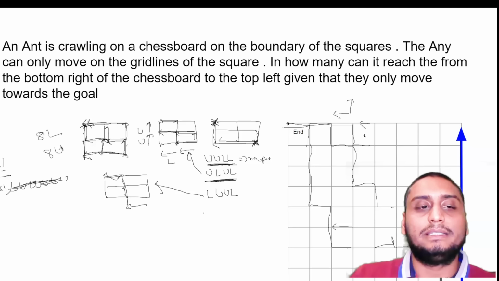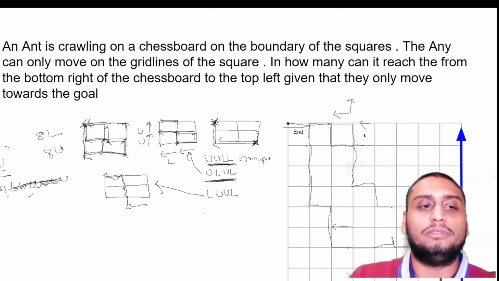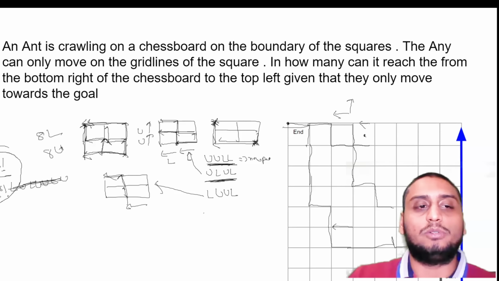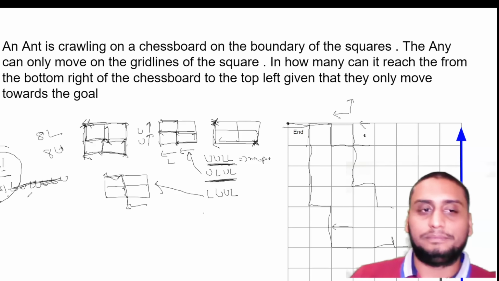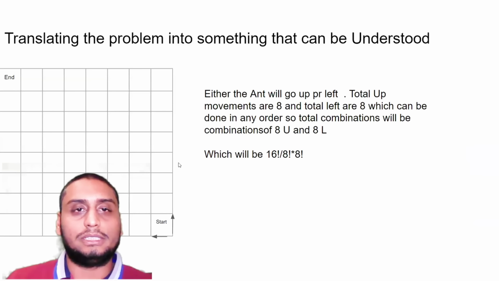This is basically PNC. You have to make words out of L and U, which are 16 places long and which have 8L and 8U. So this will be the total number of ways in which the ant can cross this particular chessboard. I hope it is clear. So a similar question is there. So this is the solution of this.